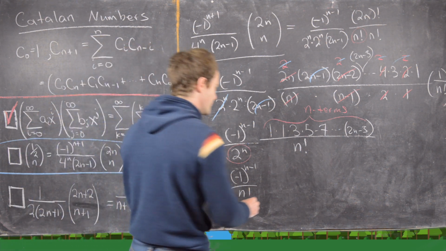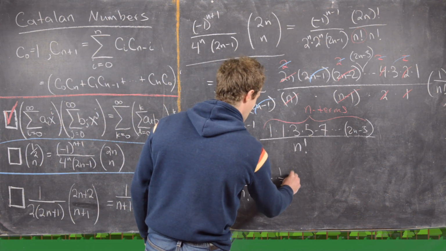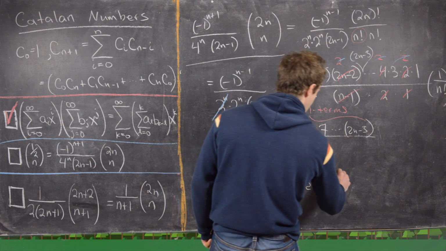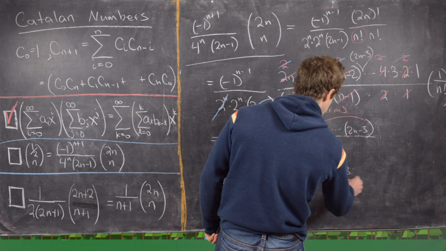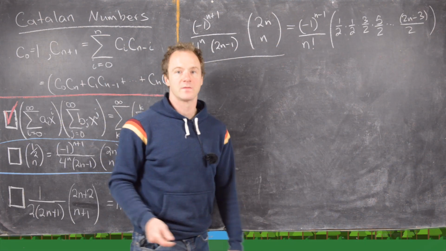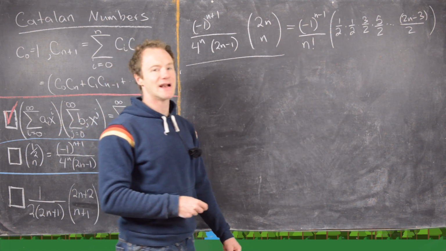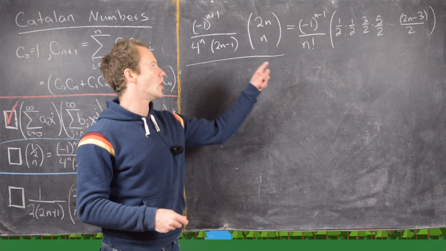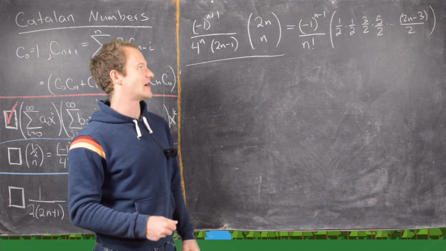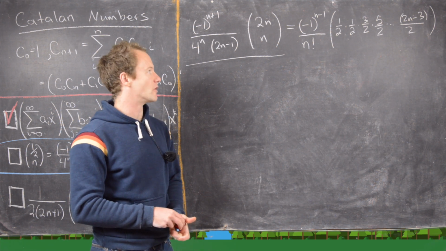And then that will be multiplied by 1/2 times 1/2 times 3/2 times 5/2 all the way up to 2n minus 3 over 2. So that will be my last term. Okay, so on the last board we worked our calculation to here. So we have minus 1 to the n minus 1 over n factorial, and then 1/2 times 1/2 times 3/2 times 5/2 all the way down to 2n minus 3 over 2.